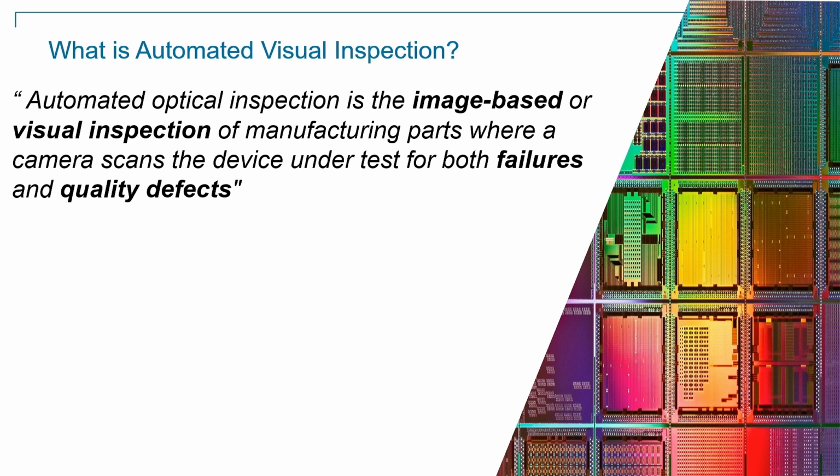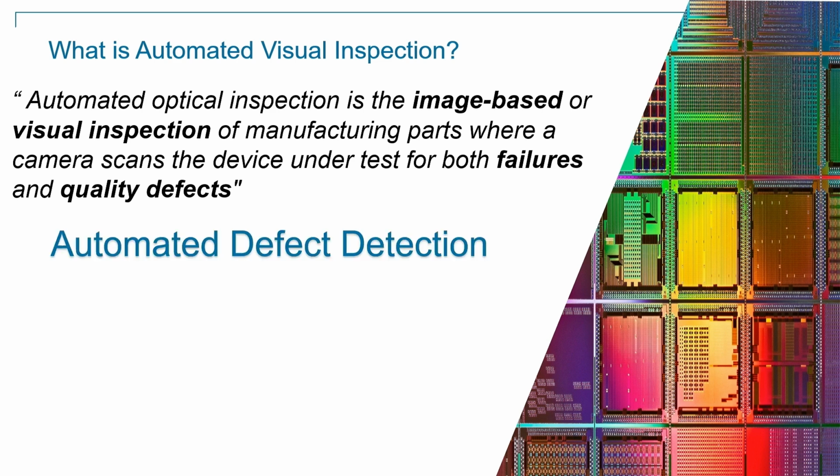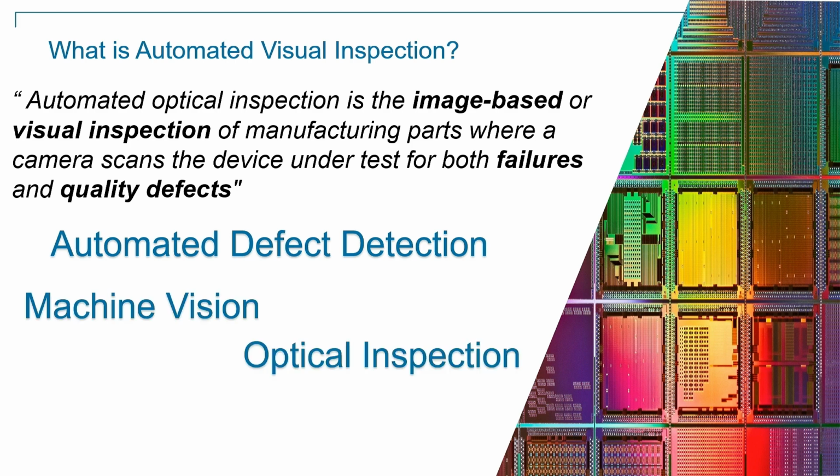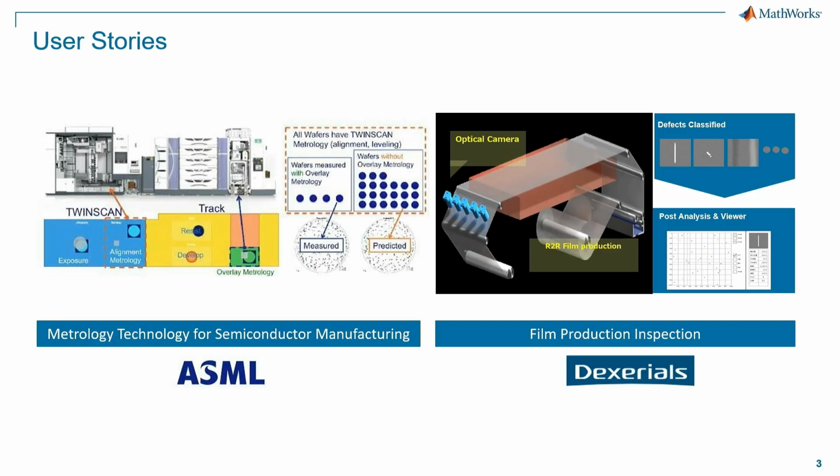There are various other terms used for this process: automated defect detection, machine vision, visual inspection, optical inspection, or any kind of automated inspection. So the industry uses different terms for this. But I will start from two examples to showcase how our customers use visual inspection.